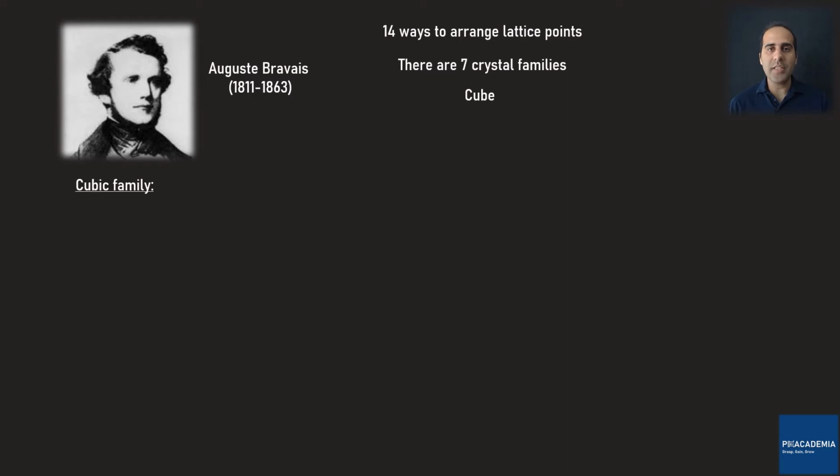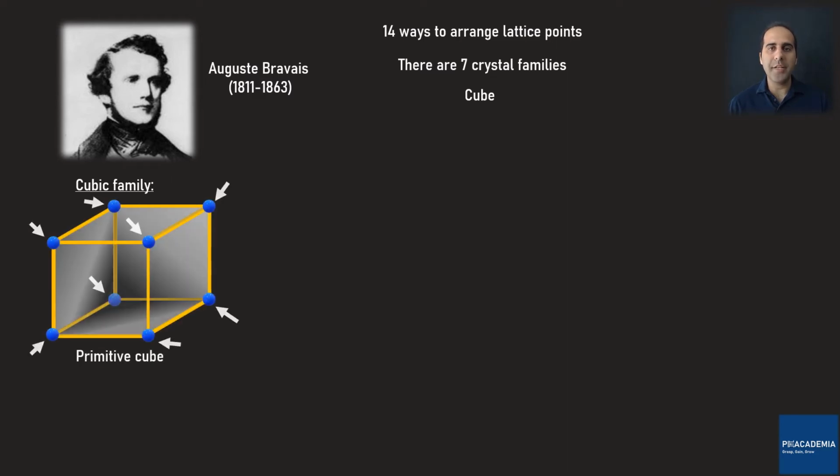The first one is the primitive cube. At every corner of the primitive cube, there is an atom which is shared with 7 other primitive cubes. As a result, we can say that every corner of the primitive cube has one eighth of an atom. Since this unit cell has 8 corners, the total number of atoms in this unit cell is 1.